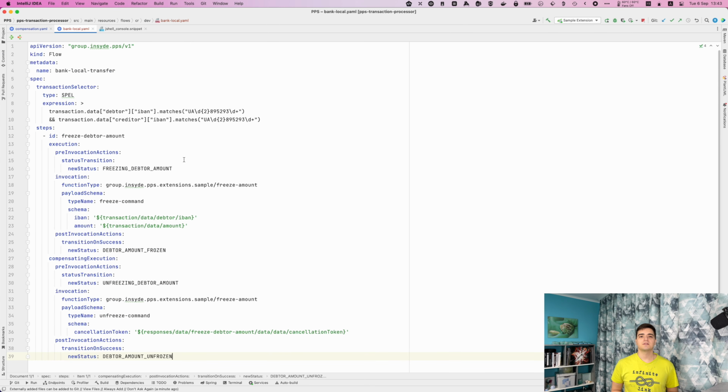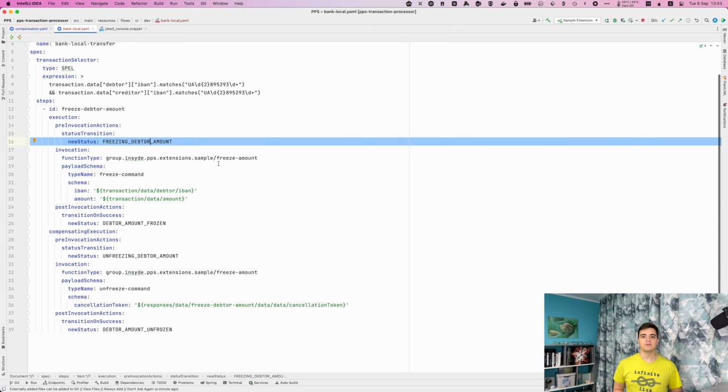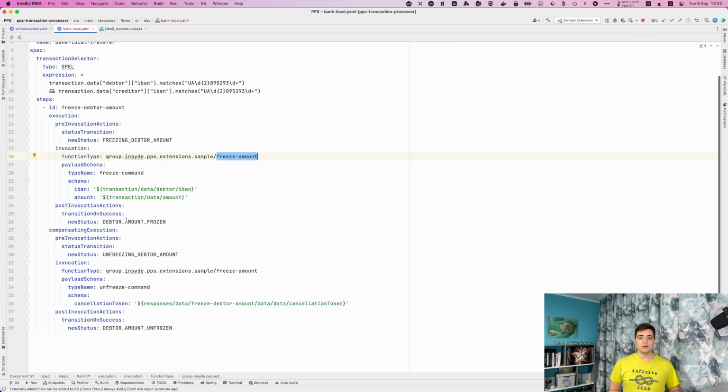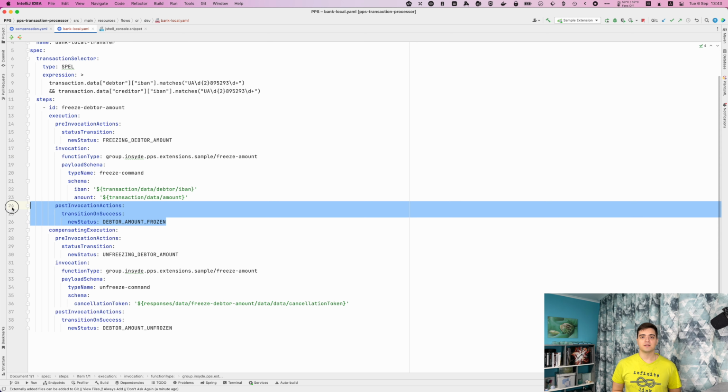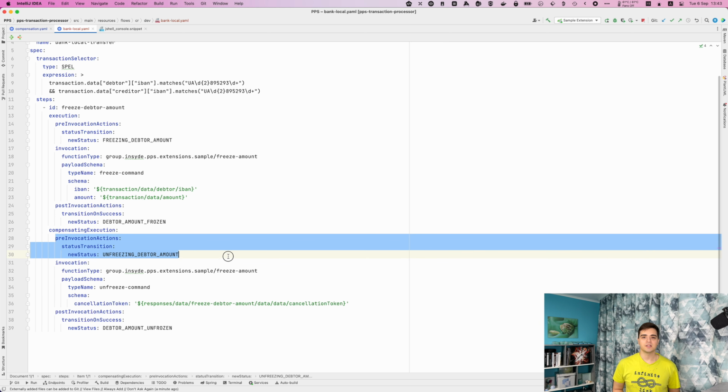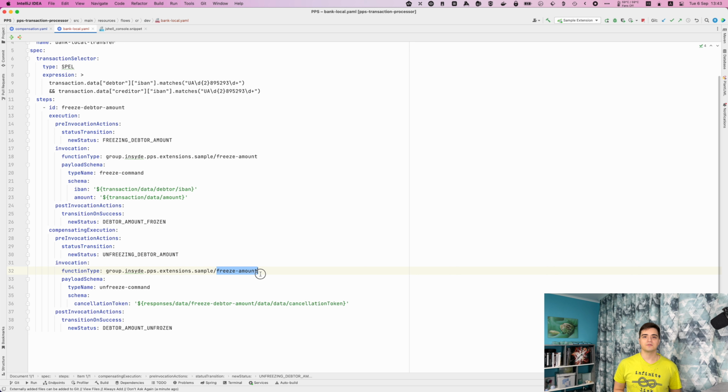It sets transaction status to freezing debtor amount and then invokes the function freeze amount to freeze money on the debtor account. After the money is frozen, the flow will change the transaction status to debtor amount frozen. Each step can have optional compensation instructions. Here I wrote a compensation execution that changes transaction status to unfreezing debtor amount, invokes a step function that unfreezes the amount, and sets transaction status to debtor amount unfrozen.